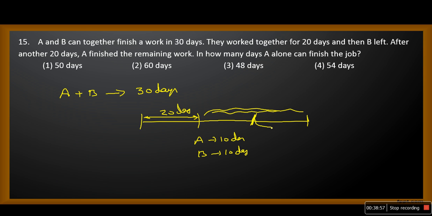Why is this 10 days taking extra? Because B left. B's 10 days of work, A has to do. To do that work, A is taking how many days extra? 10 days. It means we can easily say that the efficiency of A is equivalent to the efficiency of B, because B's 10 days is compensated by A's 10 days. Is it clear? It is not taking less or more. So the efficiency of A and B are the same. If A and B together take 30 days with 2 times efficiency, then 1 time efficiency will take 60 days. So A can do the work in 60 days.